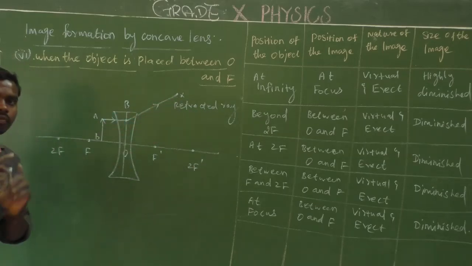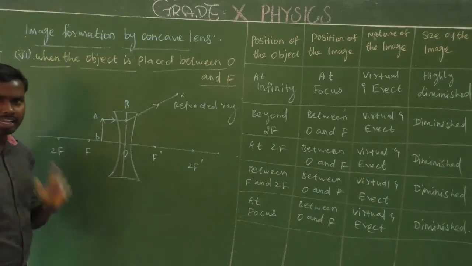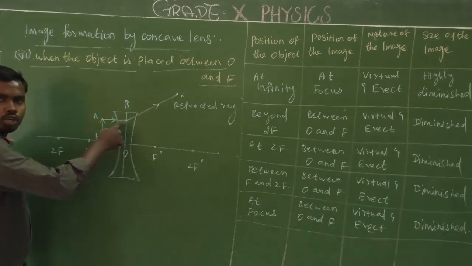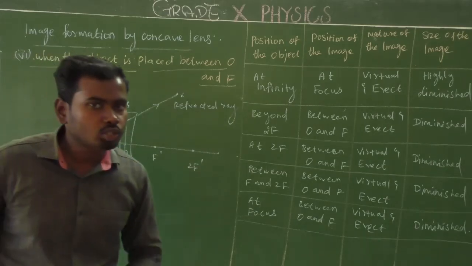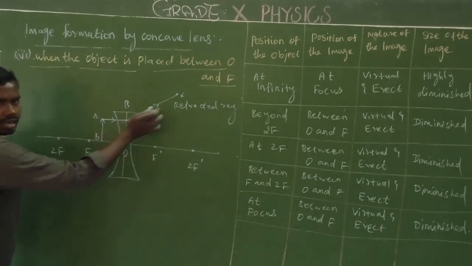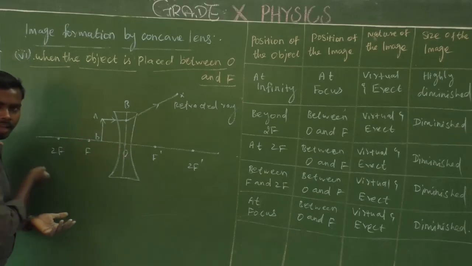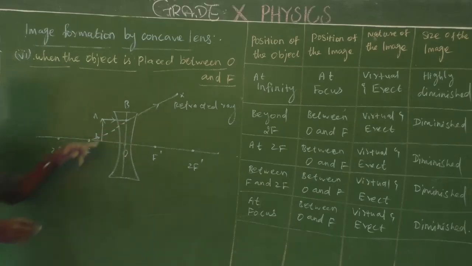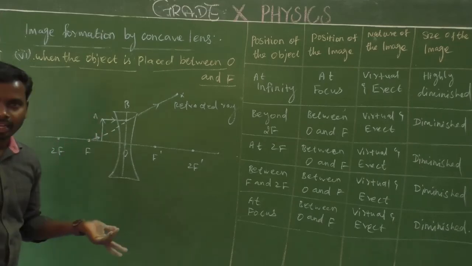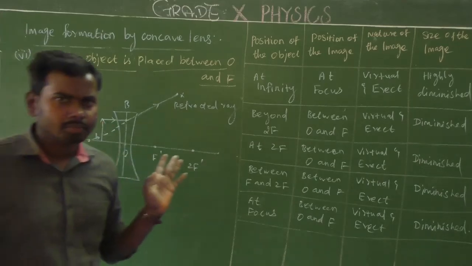So what is the first rule? If a ray of light is parallel to the principal axis of a concave lens, after passing through it, it appears to come from its focus. BX is the refracted ray. If we extend this refracted ray backward, it appears to come from its focus like this. The dotted line is the virtual ray. First rule completed.